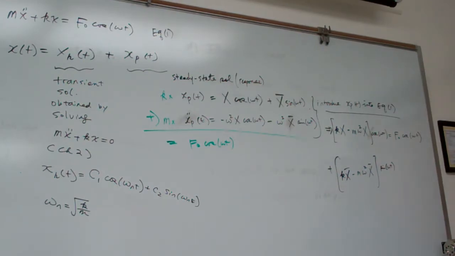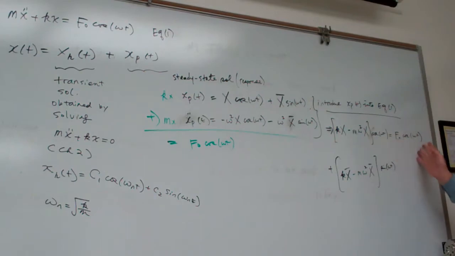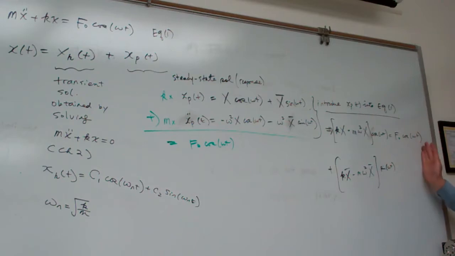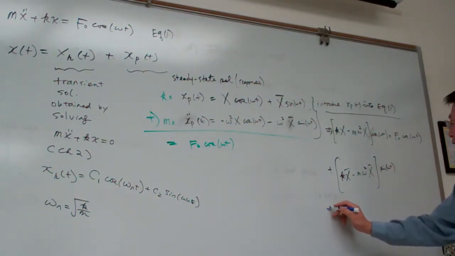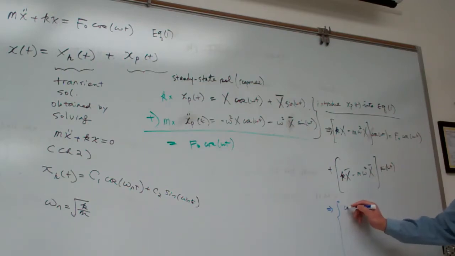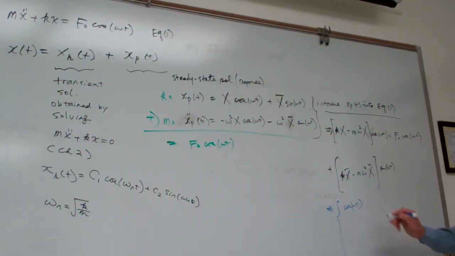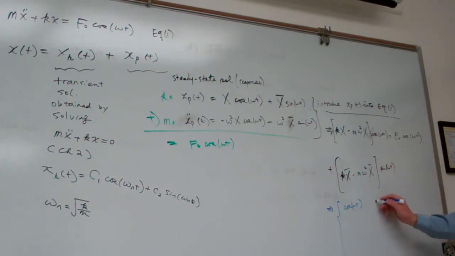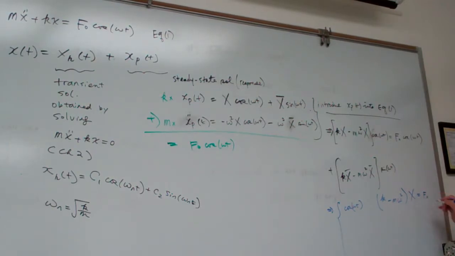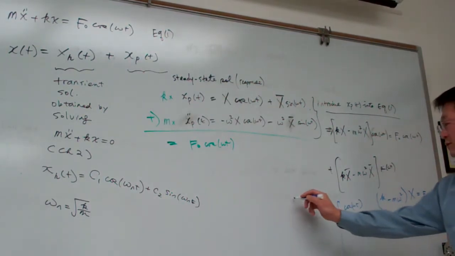Okay. So in this way, right now we have the equal sign, and the left-hand side is a combination of cosine and sine. On the right-hand side we only have cosine. So we compare those terms one by one with the coefficients. For the cosine omega t terms, the coefficients equal each other, so that means k capital X minus m omega squared capital X equal to f0, right? So right now we compare the coefficients.